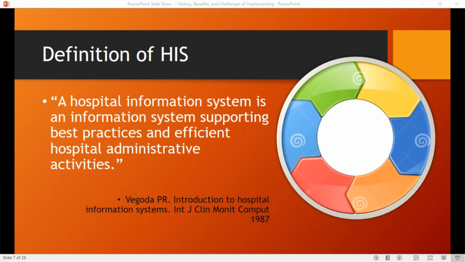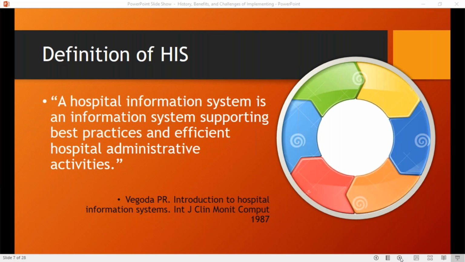Okay, so let's define what is a hospital information system. Basically, it's an information system designed to support a hospital in defining what are its best practices, how efficiently it can run, both in the administration of its services to patients, also to internal clients, not just patients. A hospital does have both external and internal clients. So, in terms of coordinating activities, we'll see these functions later on.